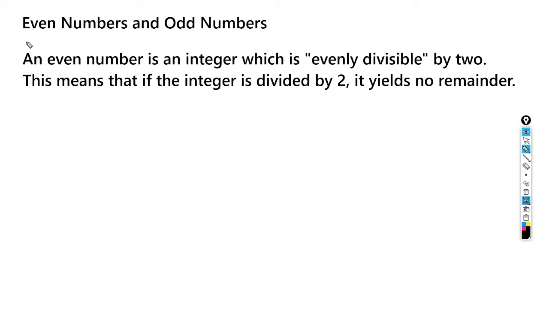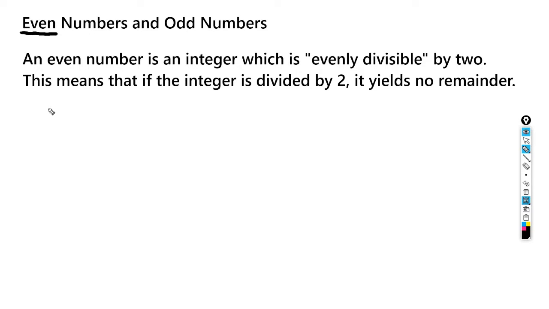Hey guys, what's up? So today we're going to be looking at the set of even numbers and the set of odd numbers. And we're going to start off with even numbers, okay? So the definition here says an even number is an integer which is evenly divisible by 2. This means that if the integer is divided by 2, it yields no remainder, okay?